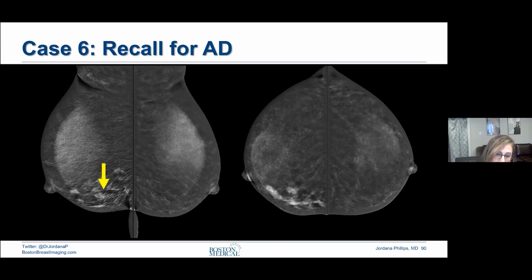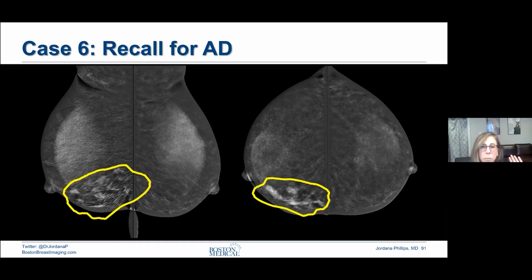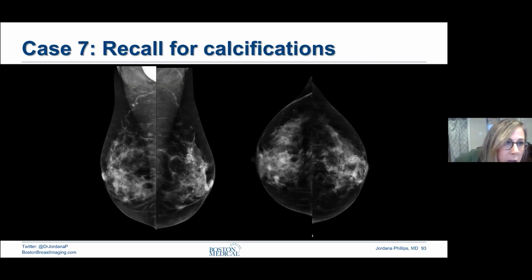These are the recombined images, which show a large area of segmental enhancement. And this was absolutely real. There's no question about it. This was an invasive lobular cancer. And we could tell that there was something to worry about in minutes, I should say. The exam takes minutes.